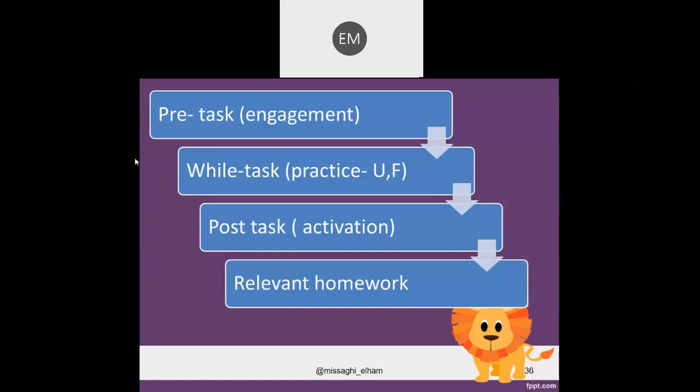If they don't know the meaning of strawberry, or what jam means, do they understand anything out of the context? No. So you need to pre-teach the keywords. Then you start teaching the skill, and during the while task, you need to practice not only the form, but also the usage, the meaning.